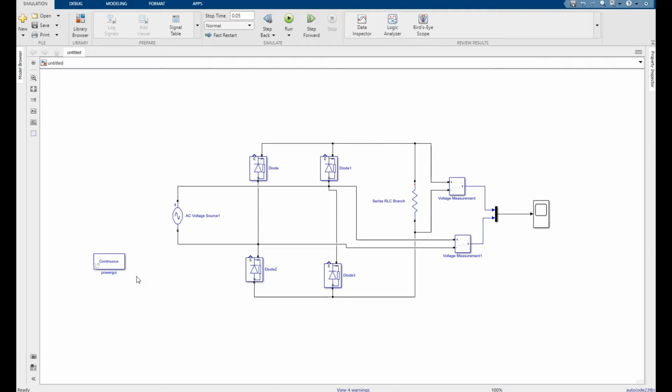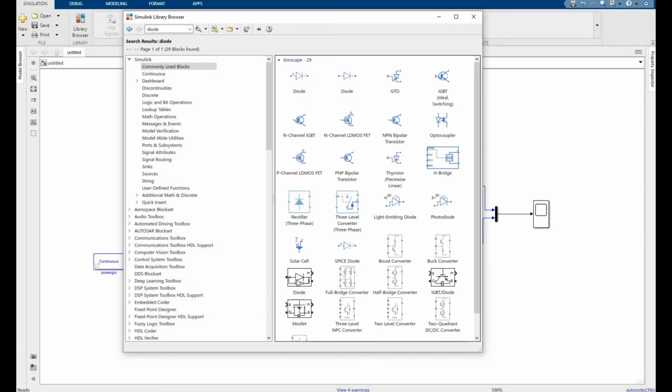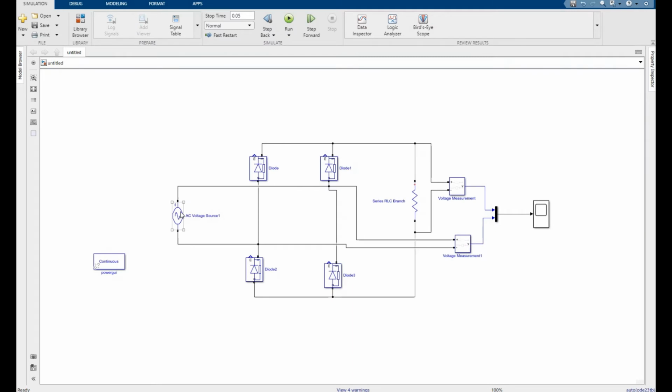How you will pick diodes: go to the Simulink library and just type here "diode." Click on enter, you will find this diode. Right click and place this. Similarly, you can place a RLC series branch, this one, the series RLC branch. Then you can put a scope and our AC voltage source as well.